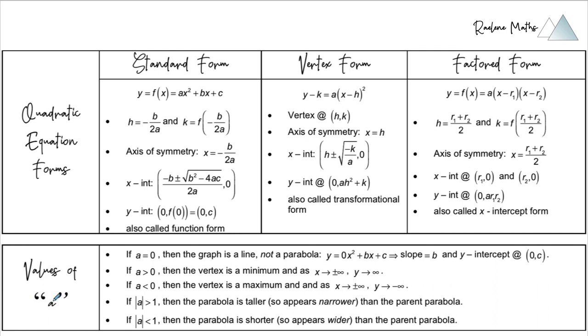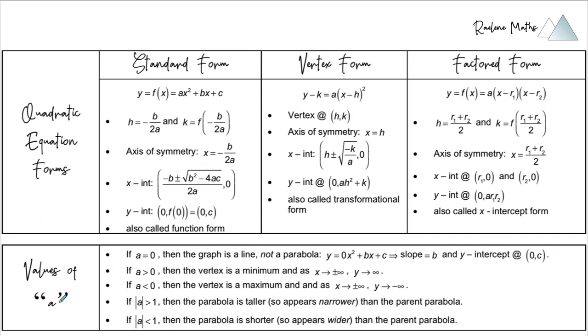Last thing to mention is that the only parameter, which is a non-x and y letter, that is in common for all three forms is the letter a. And so the values of a tell us different things about the parabola. First of all, we already spoke about a being equal to 0. If a is 0, then the graph is a line, not a parabola, and we would have a slope of b and a y-intercept at 0, c.